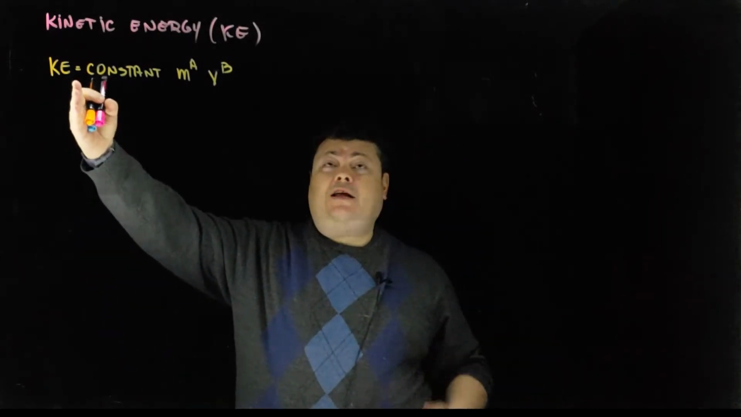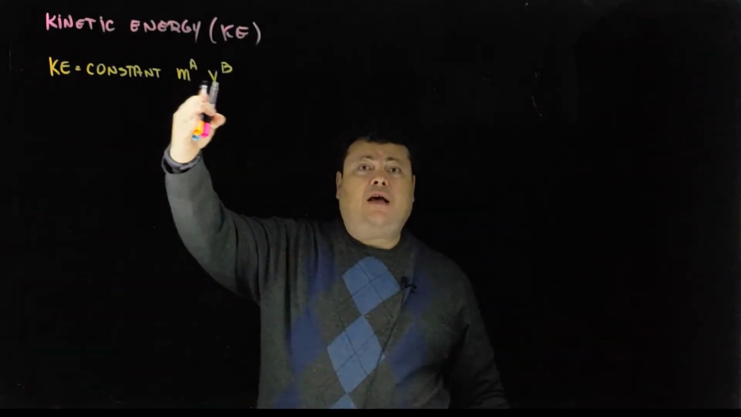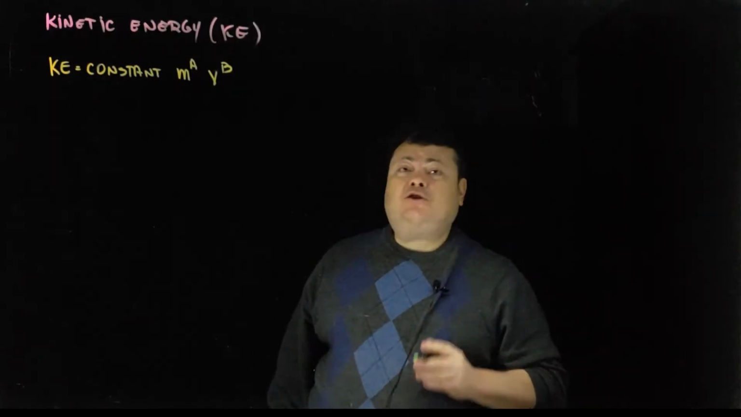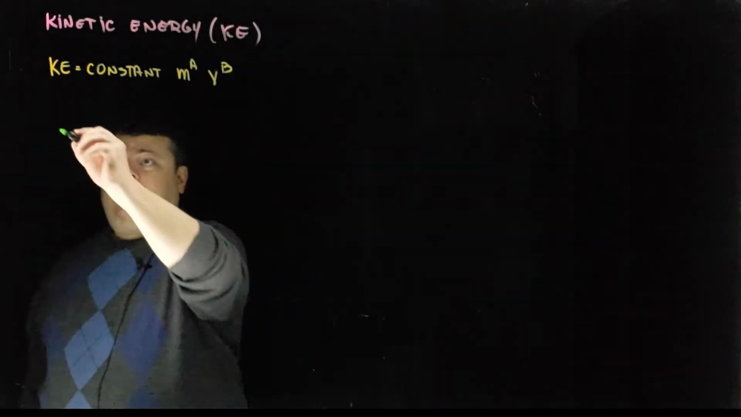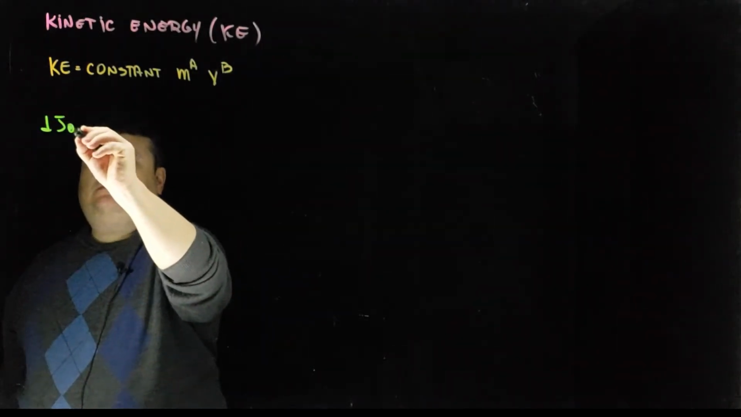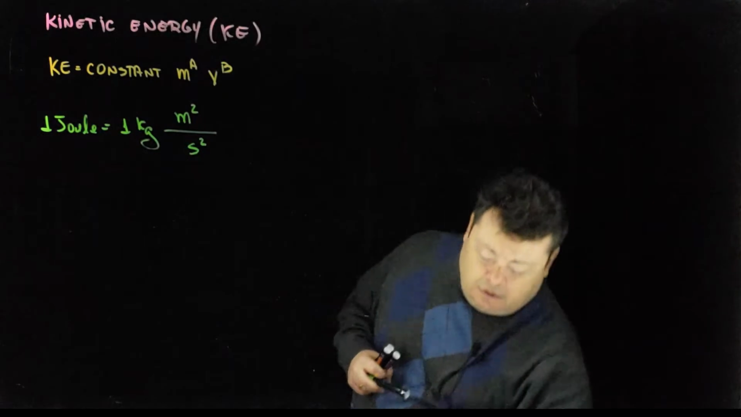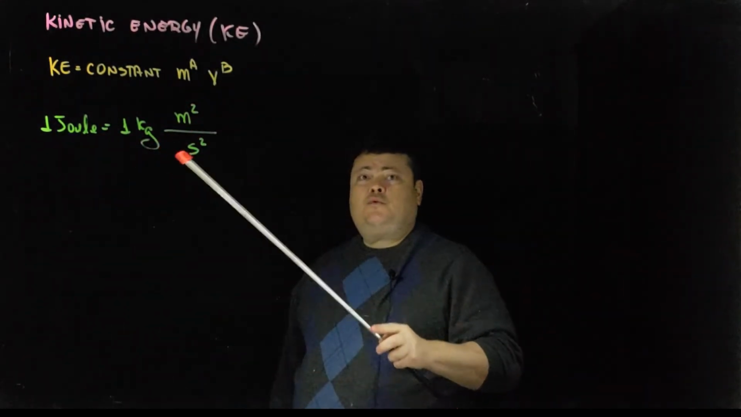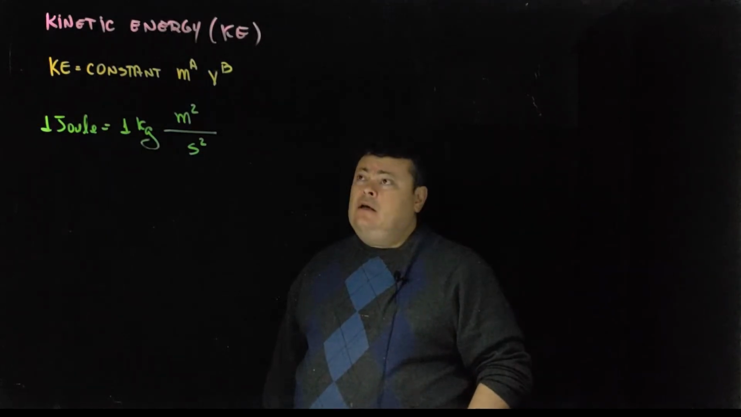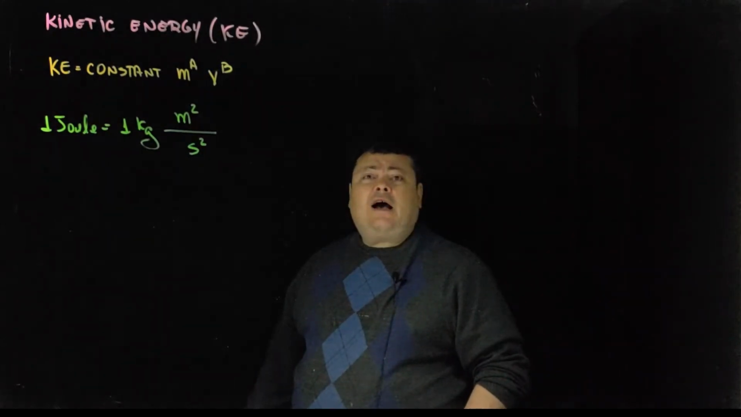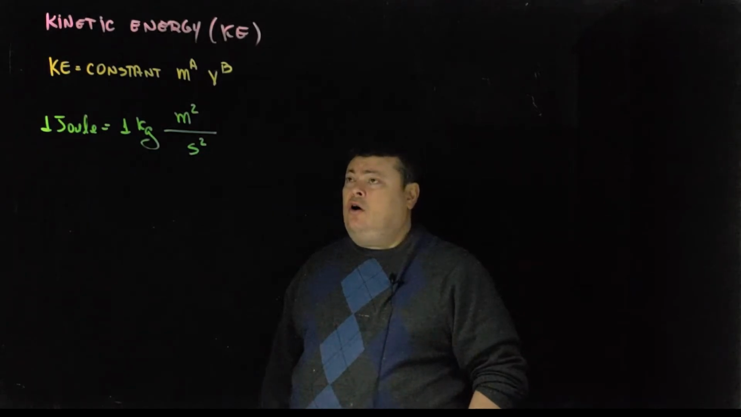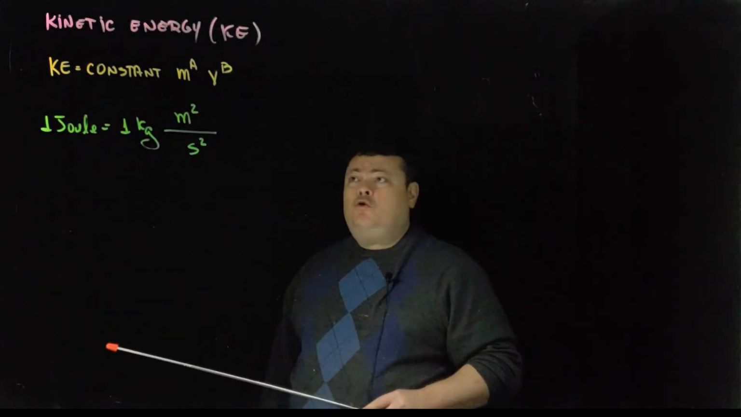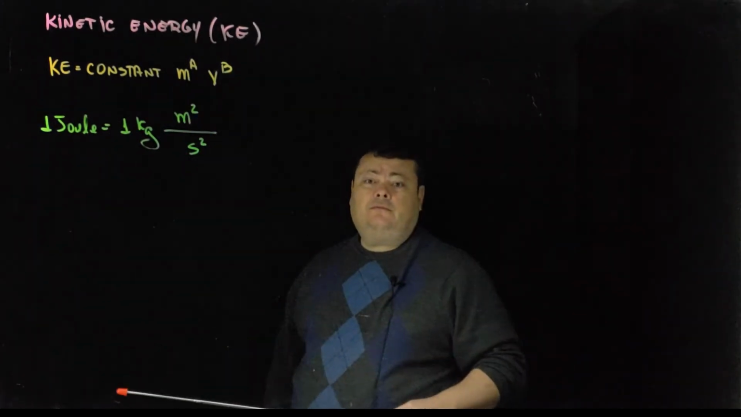We just saw that the kinetic energy should be a constant times m to the a power, v to the b power. Now, let's look into units. We saw last class that 1 joule is equal to 1 kilogram meter squared per second squared. Now, what kind of combination of basic quantities of mass and speed could produce this for me?